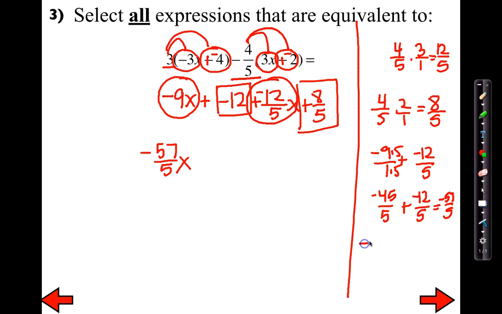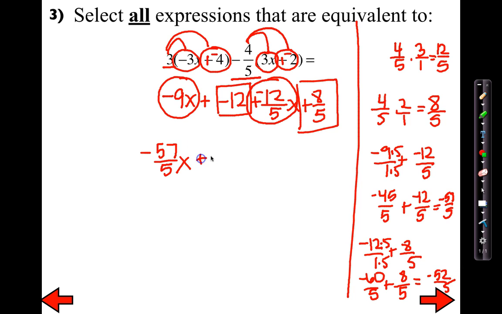So here we're going to go ahead and write negative 12 over 1 plus 8/5. 5 is going to be our lowest common denominator. We're going to have to multiply this by 5, leaving us with negative 60 plus, well, this one's not going to change, so it's going to stay 8, leaving me with negative 52/5.